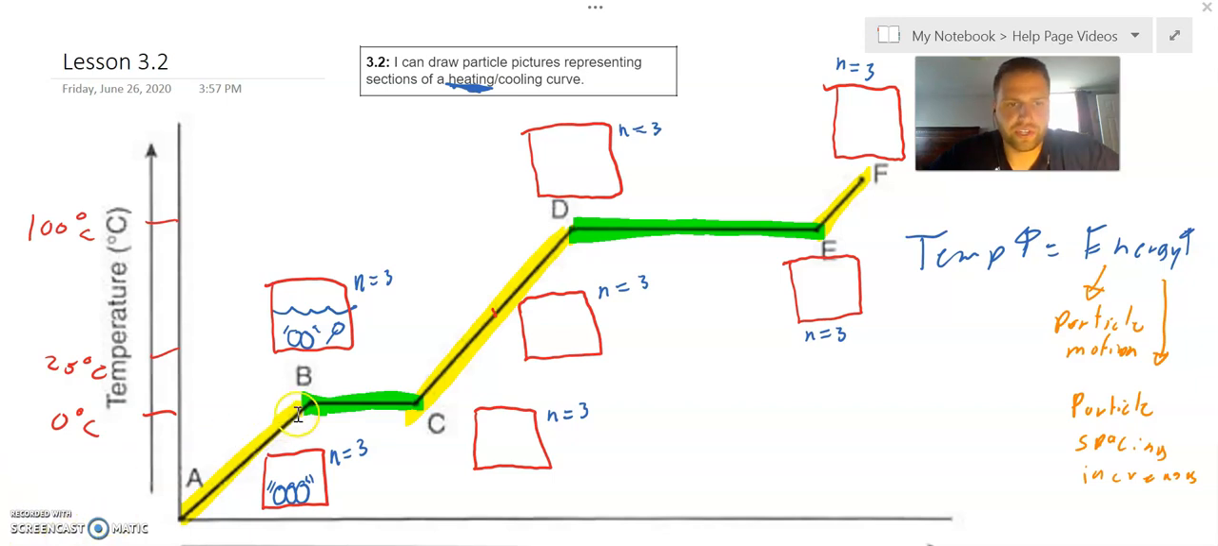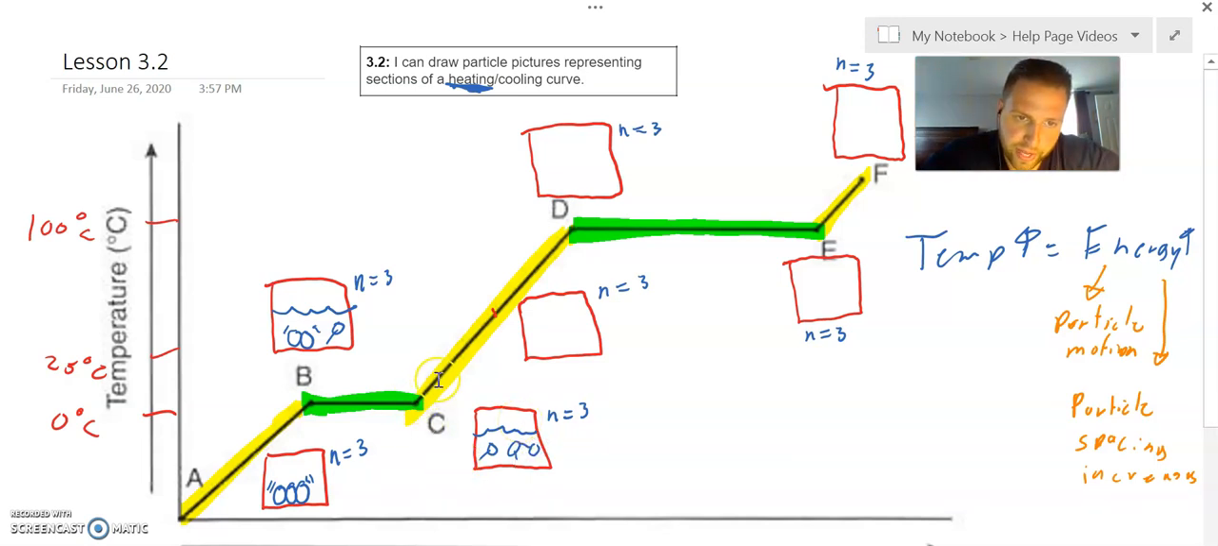As the phase change continues, all of this solid will end up melting, and at point C, we're going to be finally a liquid completely. So here we go. Here's our liquid line. We're going to draw 3 little liquid particles.